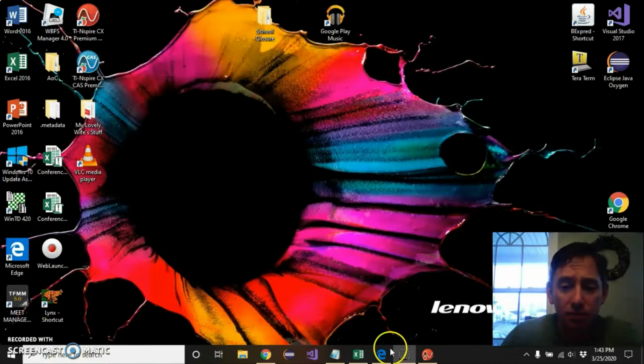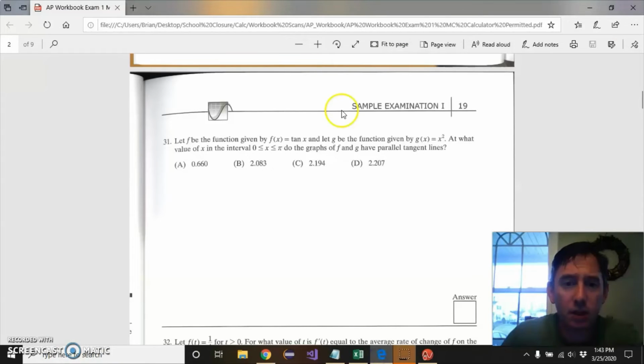Let's start with number 30. So we have two functions, f and g, and we want to know where they have parallel tangent lines. I'm not really interested in graphing these two functions, but I would like to graph their derivatives. If I'm doing it by hand, then I would literally just find f prime and g prime, set them equal to each other, and find out where f and g have the exact same slopes. It's where f prime and g prime equal one another.